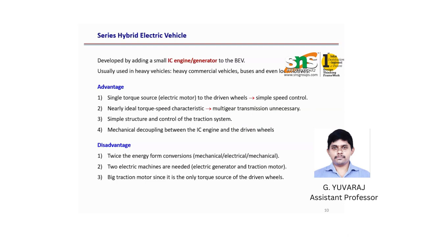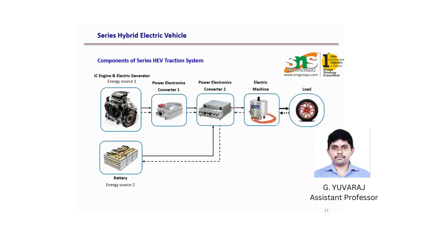The disadvantage of this kind of vehicle is that there is twice the energy form of conversion, which means we need to utilize two different kinds of energy sources. By default it should be present, and we need to charge it, and nearly two electric machine setups are needed for good traction. So these are the basic components used in the hybrid electric vehicle.